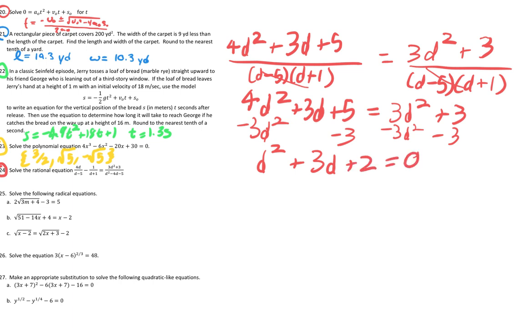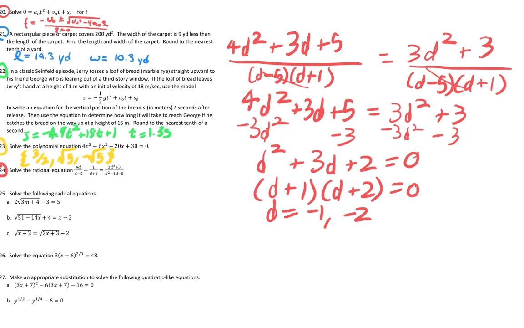So now we want to factor this and find what d is. So it factors down to (d plus 1)(d plus 2) is equal to 0. So our two values for d are -1 and -2. But now we need to check to make sure this works in our equation.